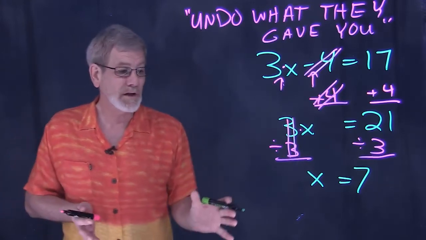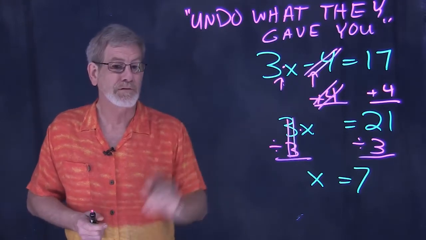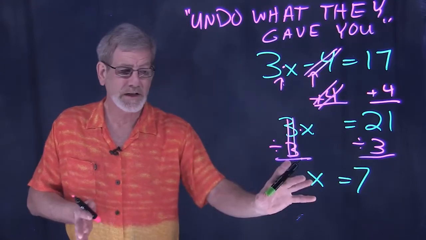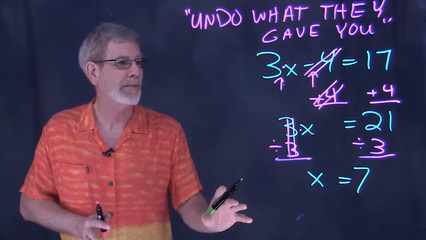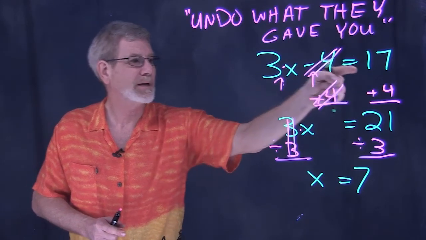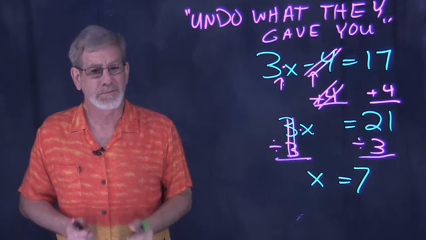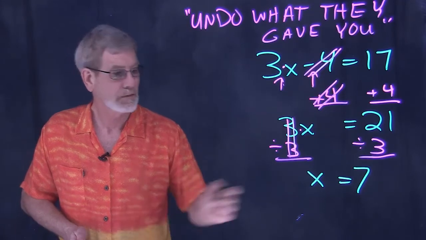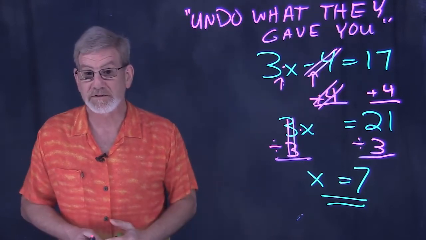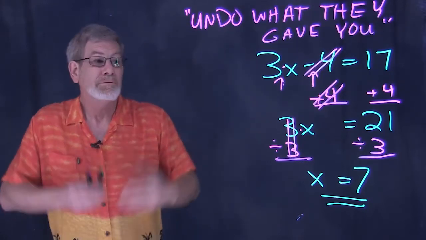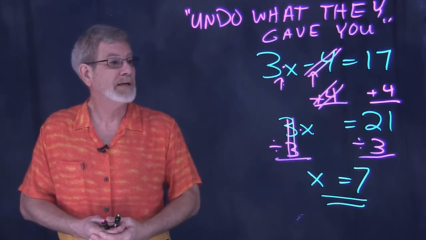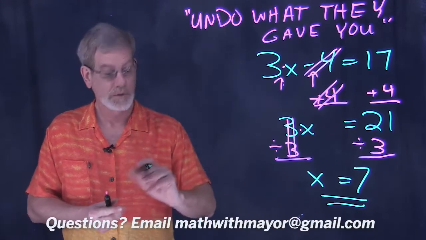Now, whenever you get done with these, stop and ask yourself, does my answer make sense? Well, it's not about rechecking your whole math. If I'm going to multiply by 3 and subtract 4 from it and get 17, my answer better be smaller than 17. Is my answer smaller than 17? Yes, so it makes sense. That's what I tell my students when they're solving basic equations. Just undo what they gave you.